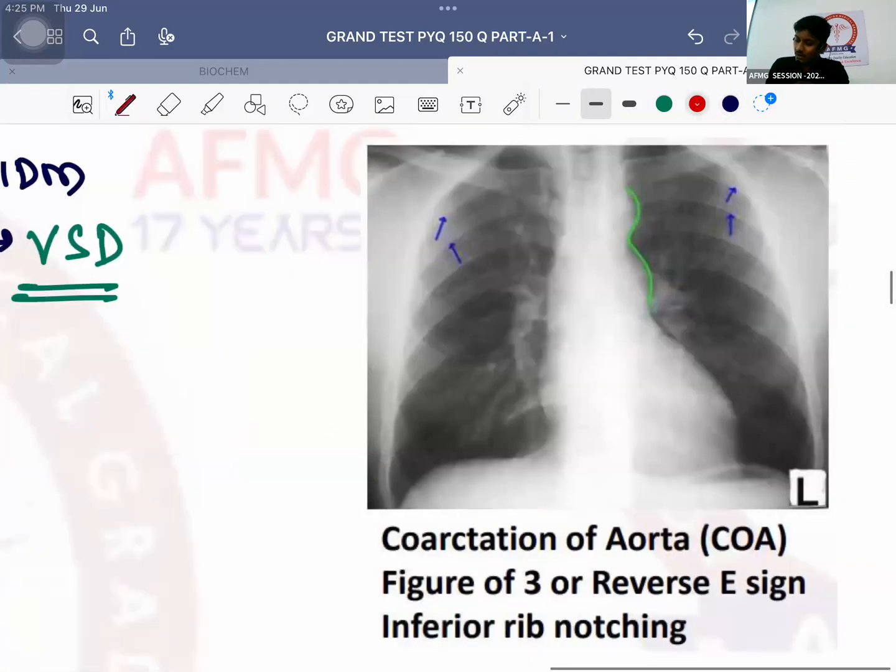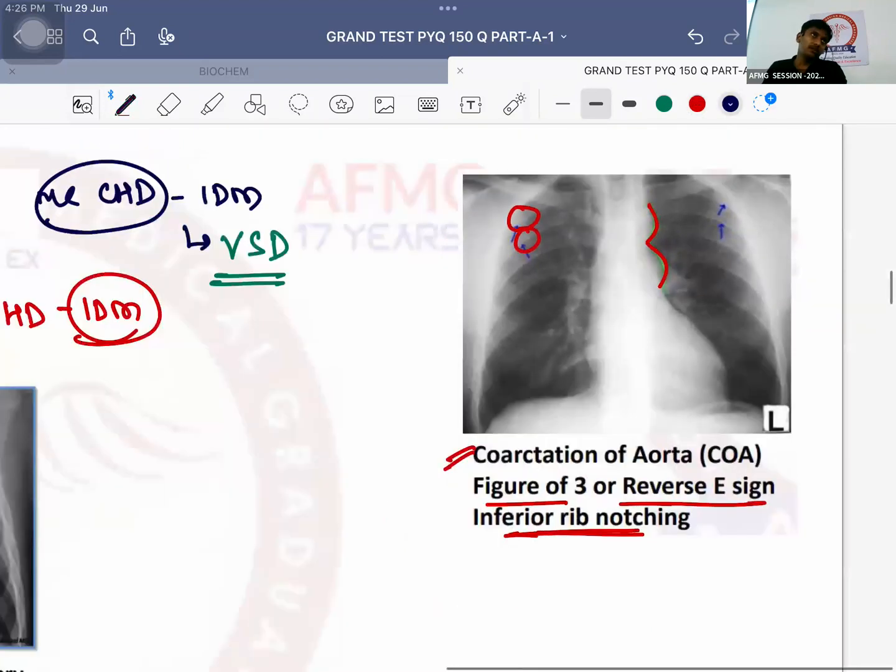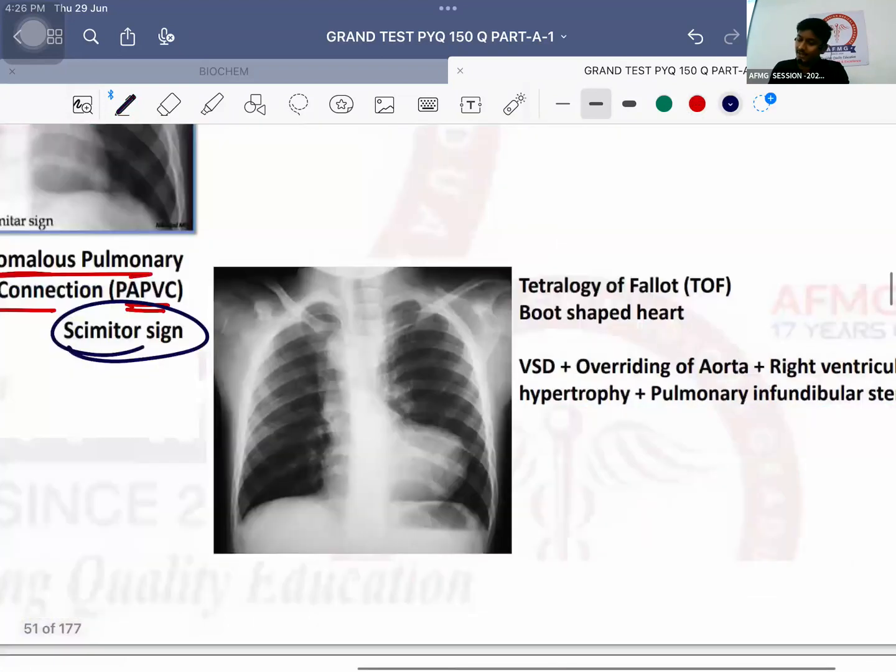Coarctation of aorta usually. Which sign is seen? Figure of 3 sign, or also called reverse E sign. And characteristic, what are these? Inferior rib notching. Inferior rib notching is important to be remembered. Okay? Next, tetralogy of Fallot.